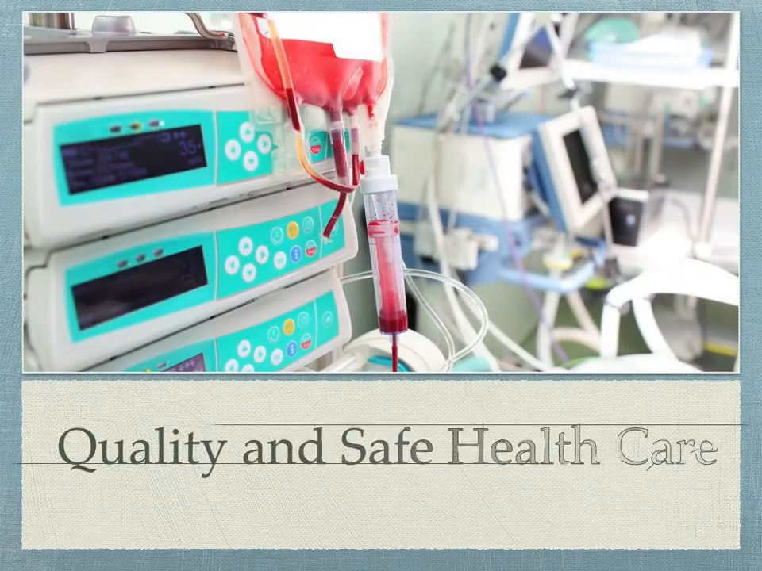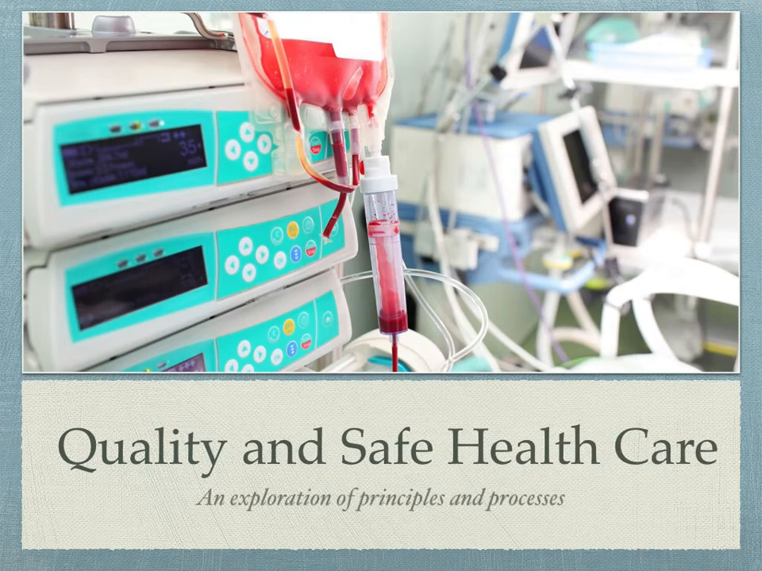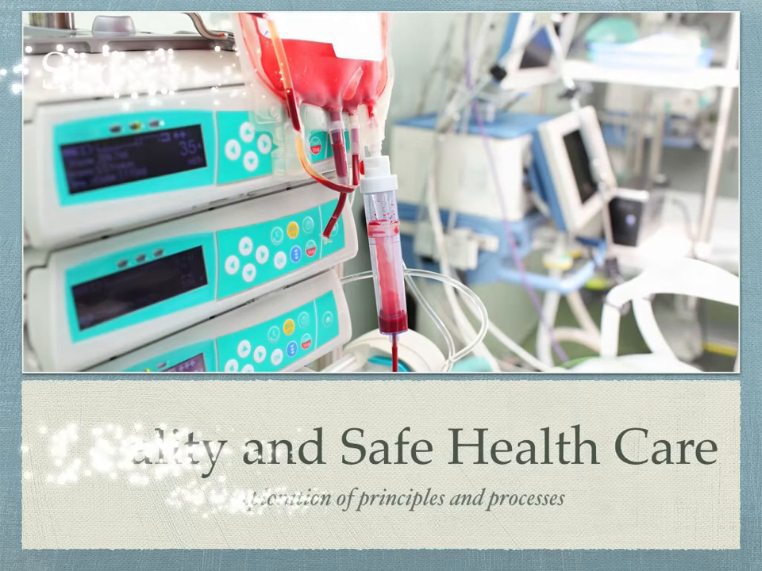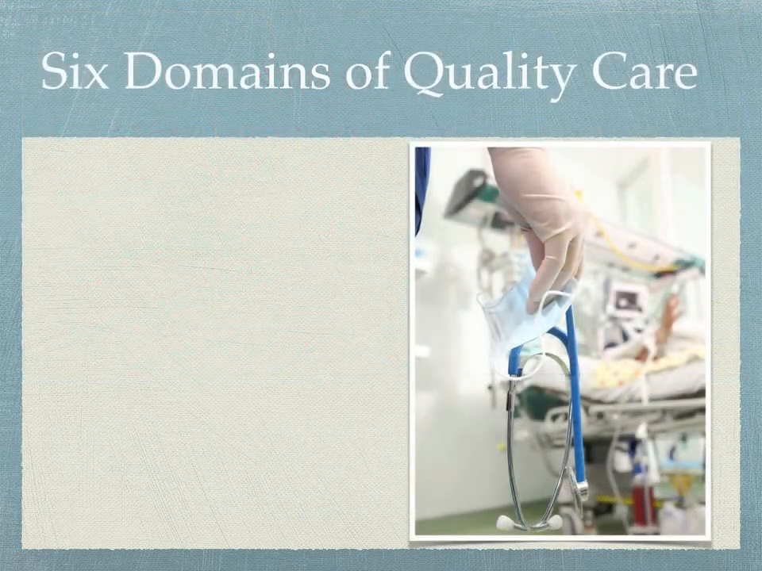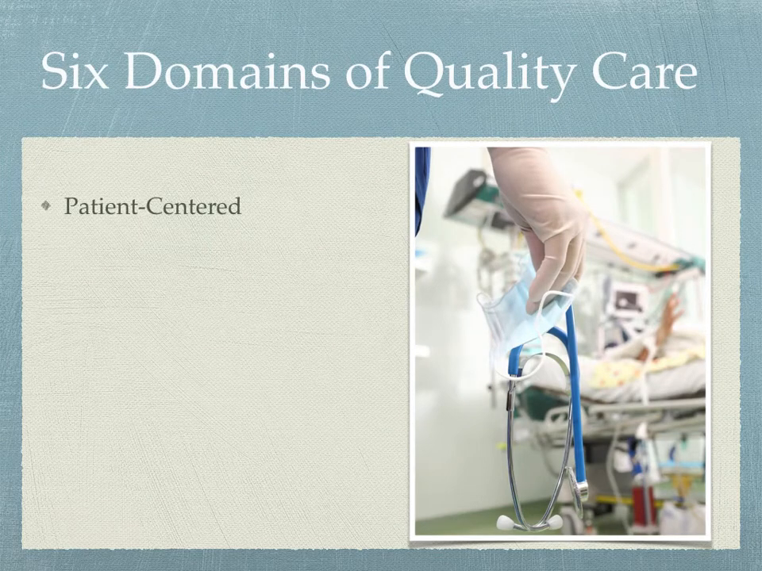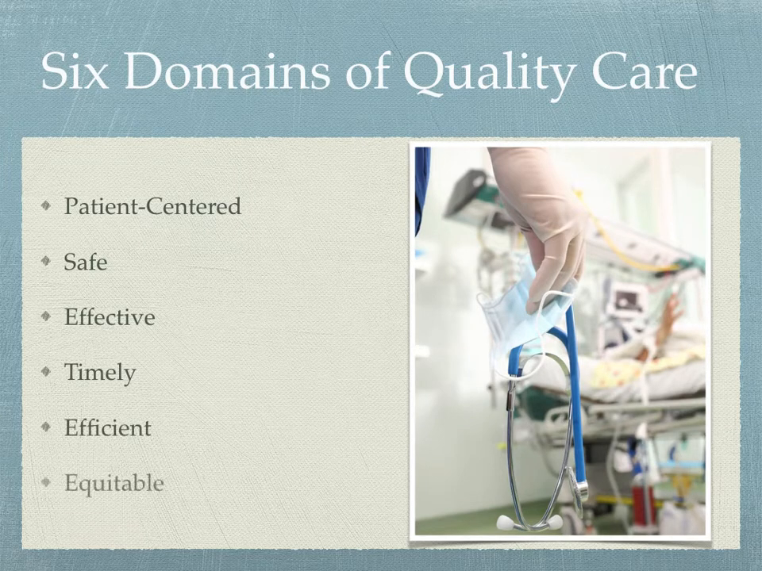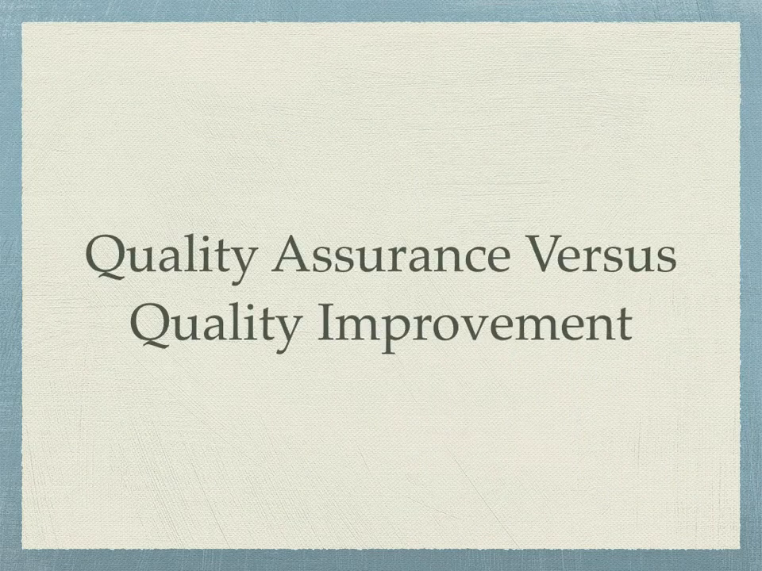Now we explore the principles and processes of quality, safe healthcare. There are 6 domains of quality care: care that is patient-centered, safe, effective, timely, efficient, and equitable. To better understand organizational initiatives to improve quality, let's go over the difference between quality assurance versus quality improvement.